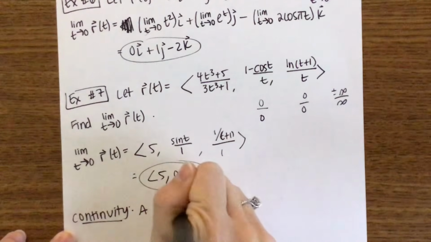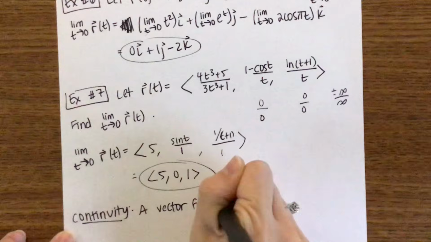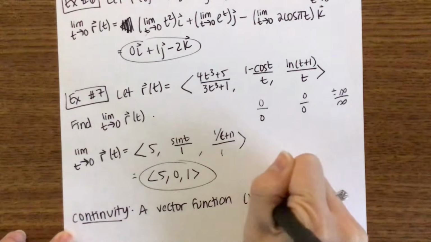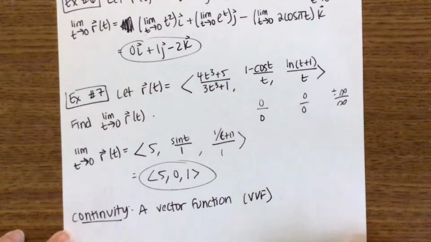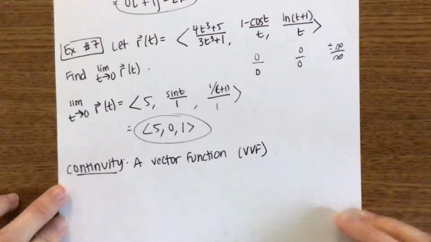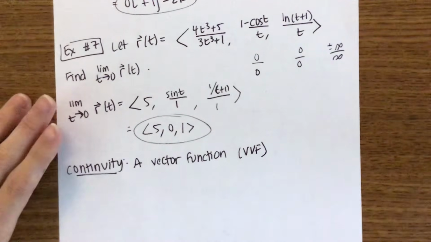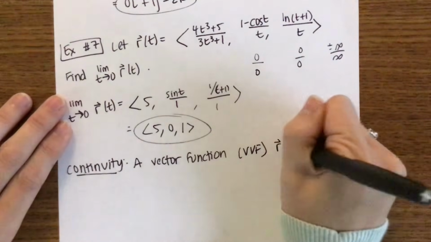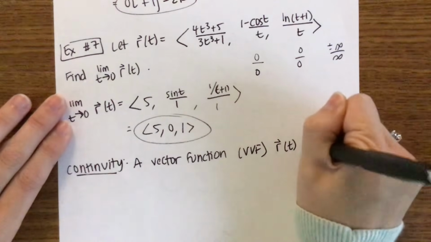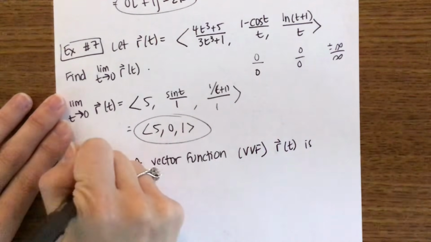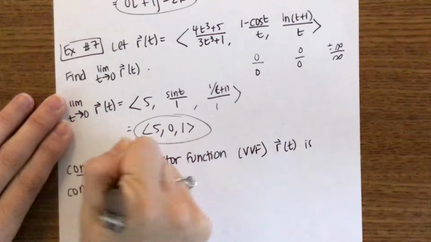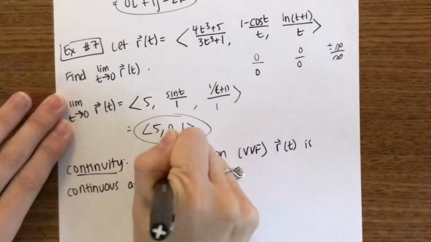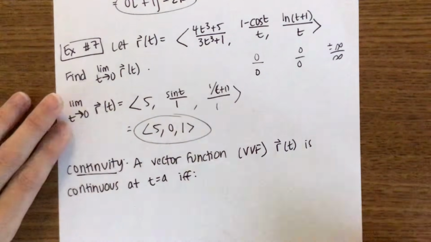A vector function. When I say vector function, that's the same as a vector valued function. So just know those are the same. Sometimes we leave out the word valued. A vector function, r of t, is continuous at t equals a, if and only if.